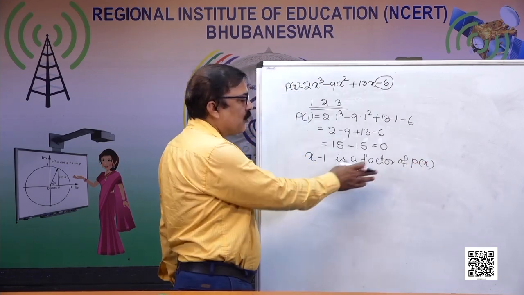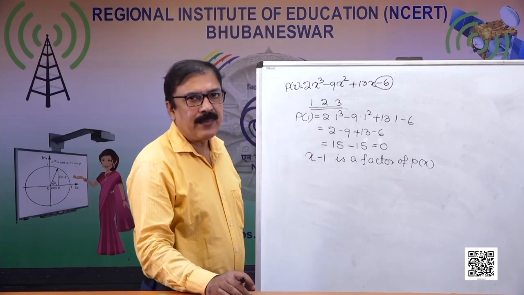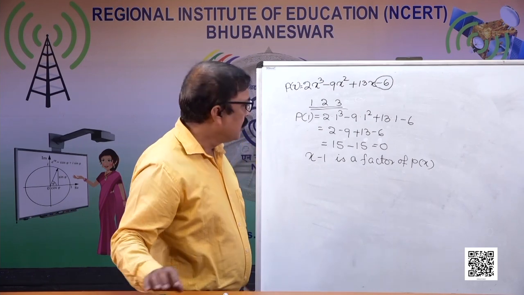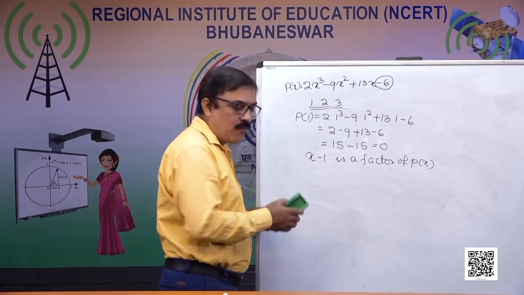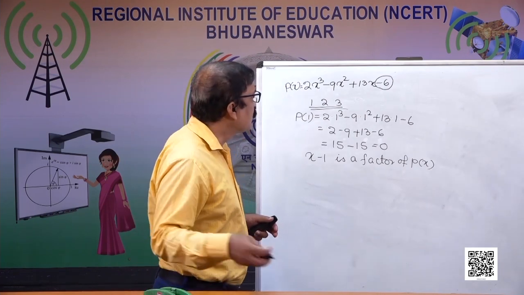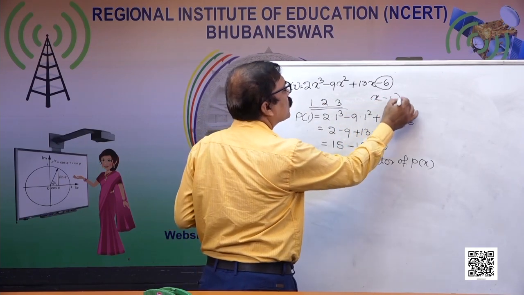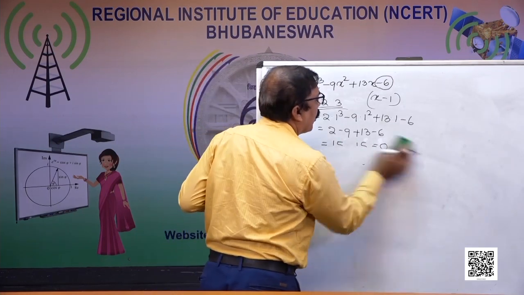Now once we get one factor, we can divide it by this factor to get the quotient polynomial. Now let's divide it. Our one factor is x minus 1. Let me write here x minus 1 in bracket to indicate the factor.